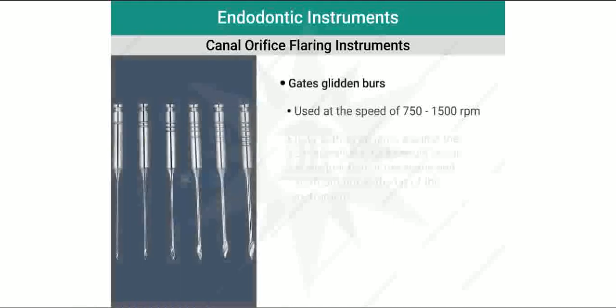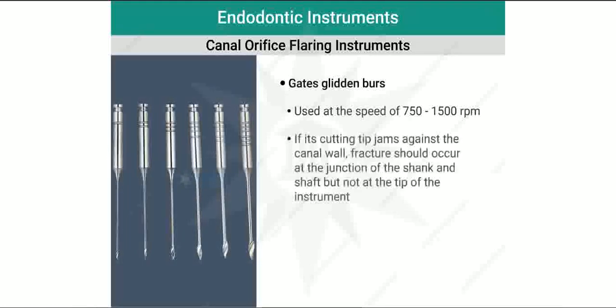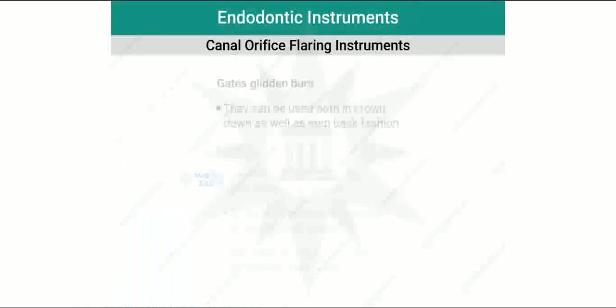If the cutting tip jams against the canal wall, fracture should occur only at the junction of the shank and the shaft but not at the tip of the instrument. They are designed as such for the easy retrieval of the instrument. They can be used both in the crown down technique or step back technique.